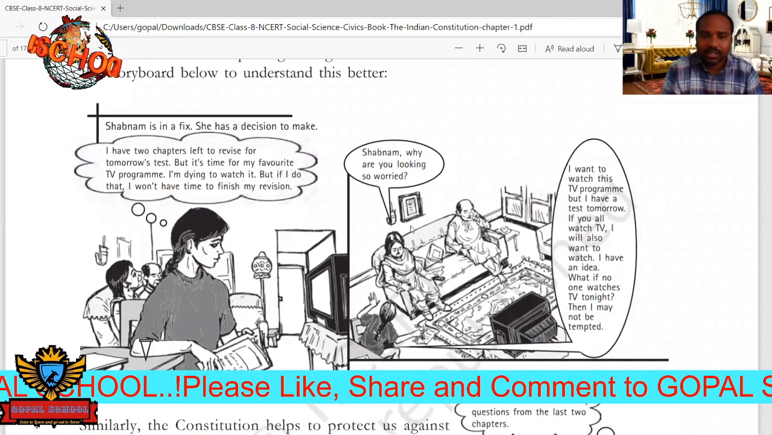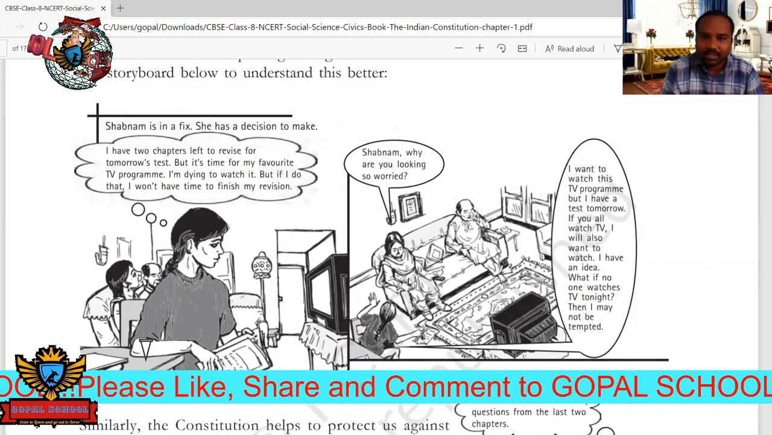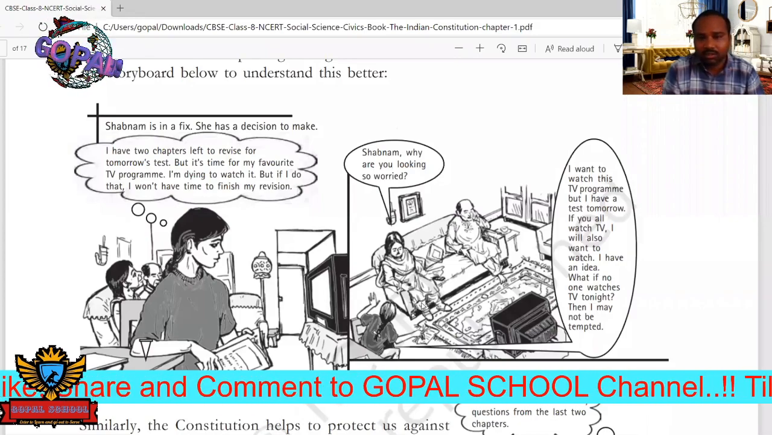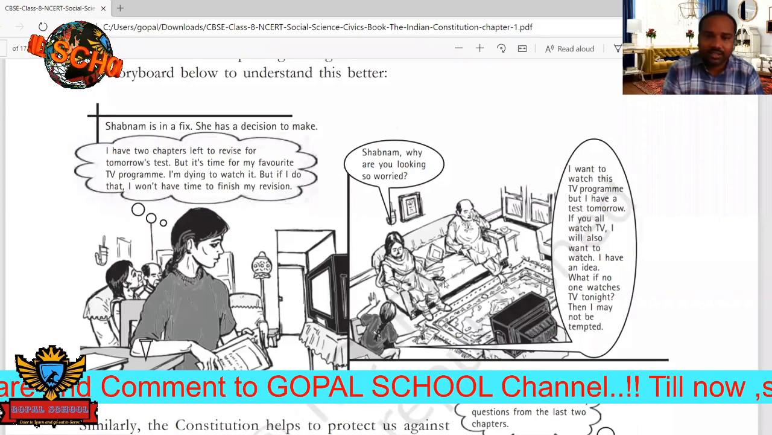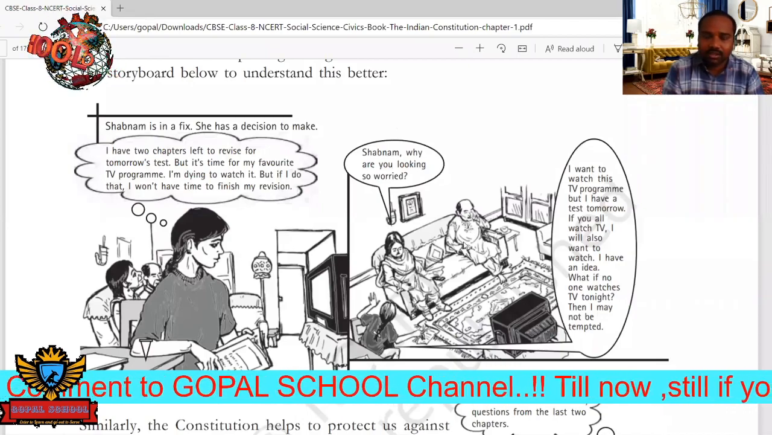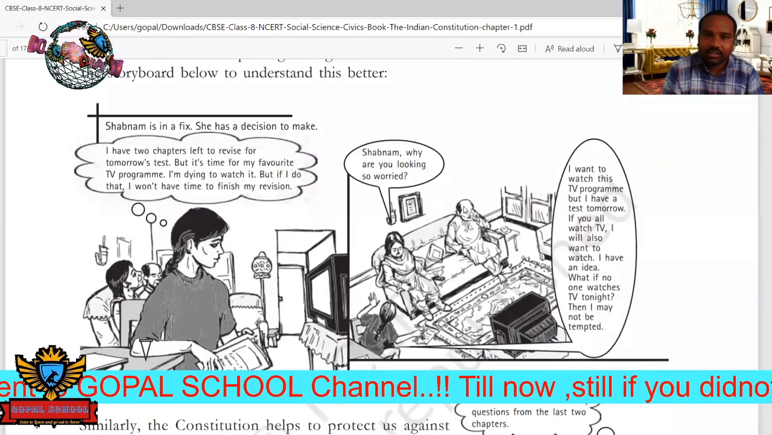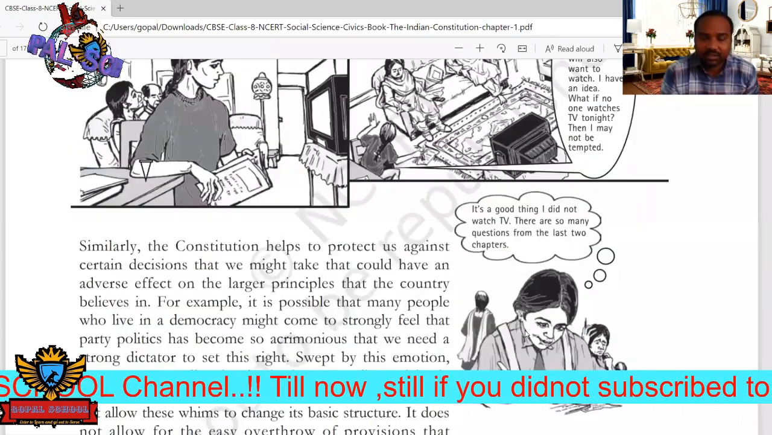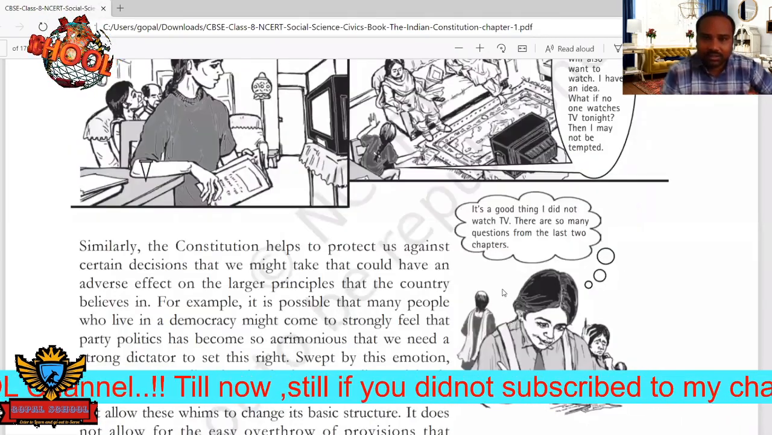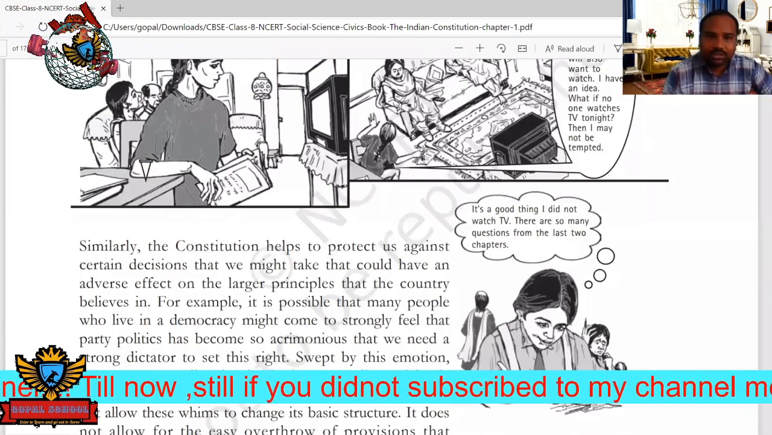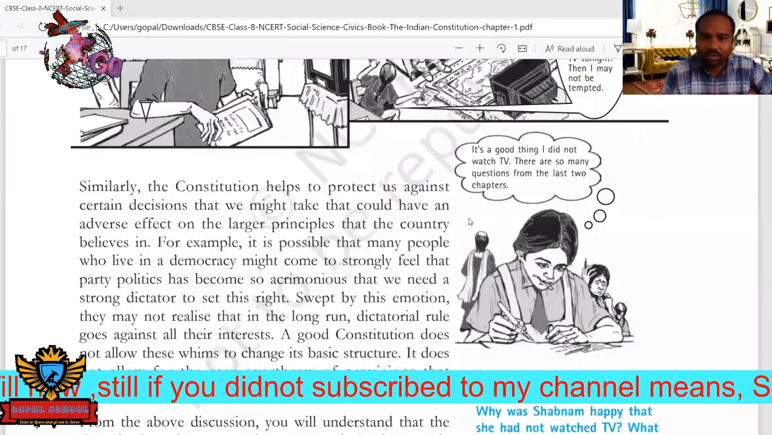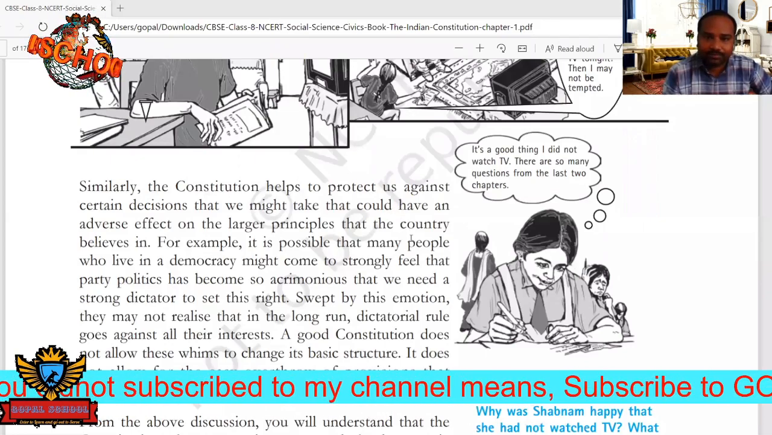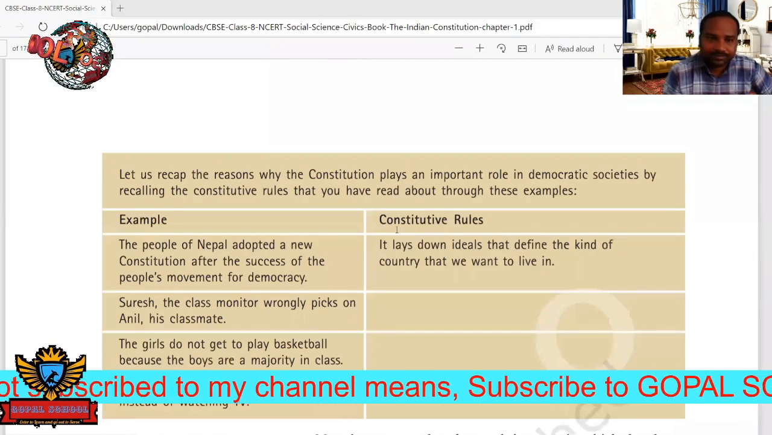But finally, what happened? Her parents asked the girl what she was thinking. Finally she said that she wants to read for some time. So finally her parents turned off the TV program, and she attempted the next day's exam clearly. So we must give some concession to the minority people also, who are less in number. So we have seen this one also.